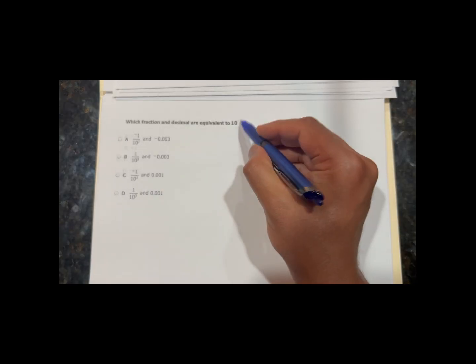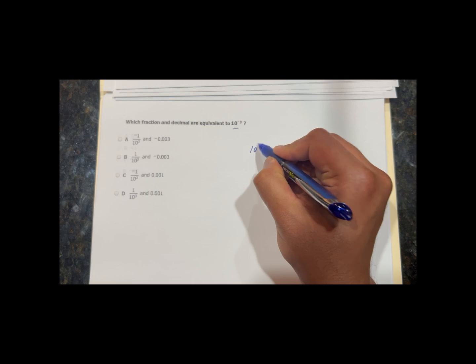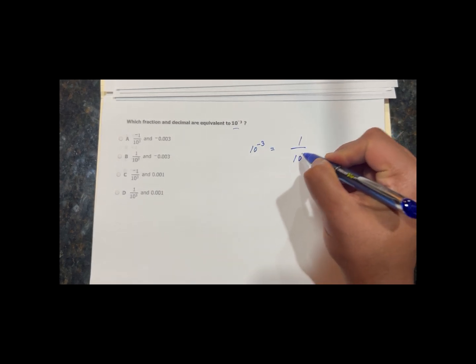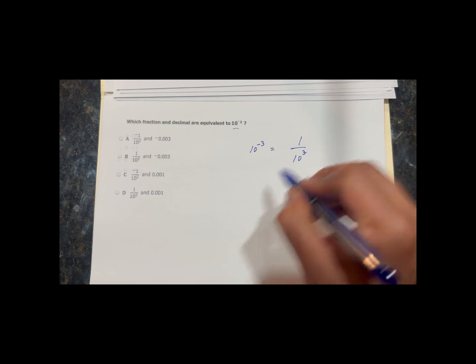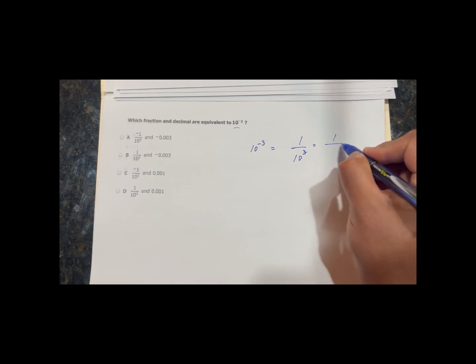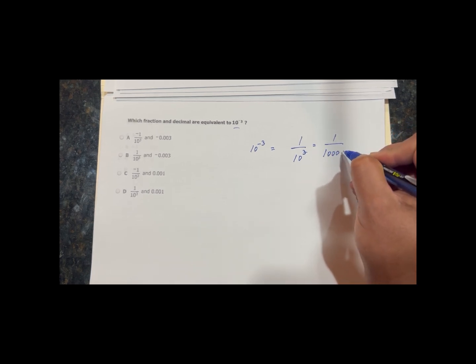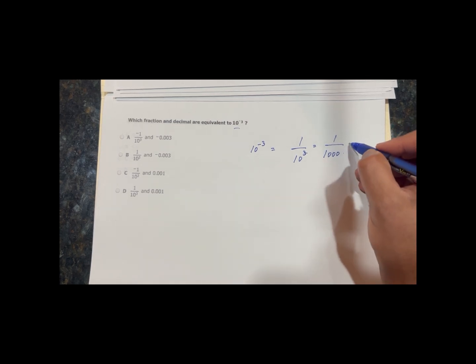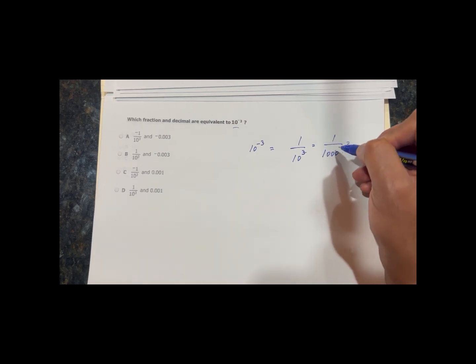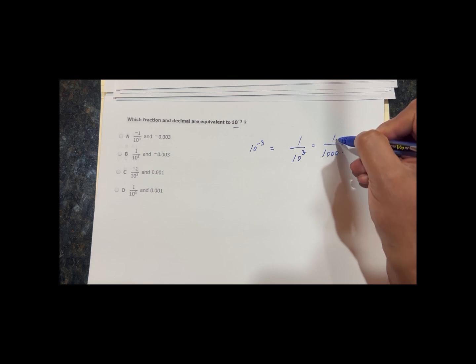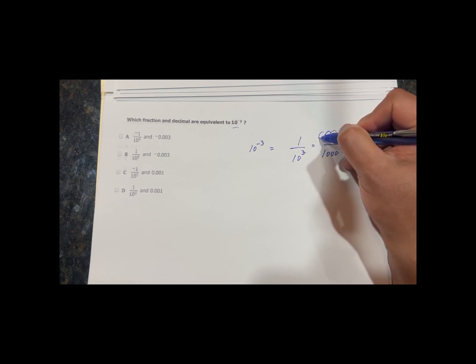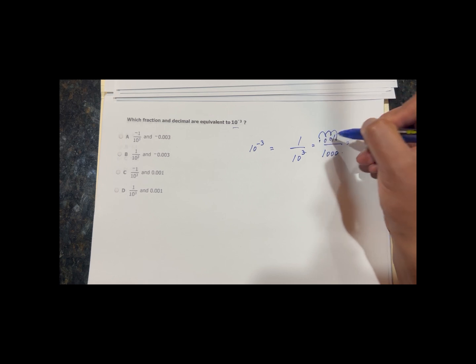What fraction and decimal are equivalent to 10 to the power of -3? So remember, 10 to the power of -3 is the same thing as 1 divided by 10 to the power of 3, which is nothing but 1 divided by 1 with 3 zeros. If you remember this, the way you do it is just move 3 places. The decimal point is here. So 1, 2, 3. These are filled with zeros.